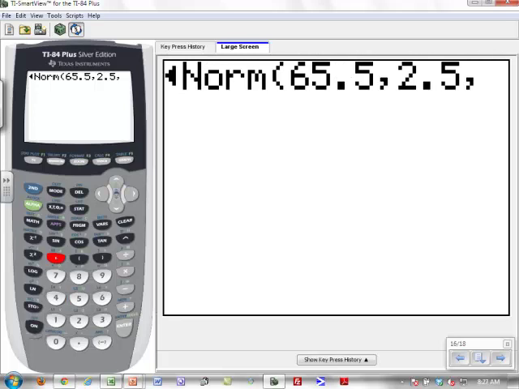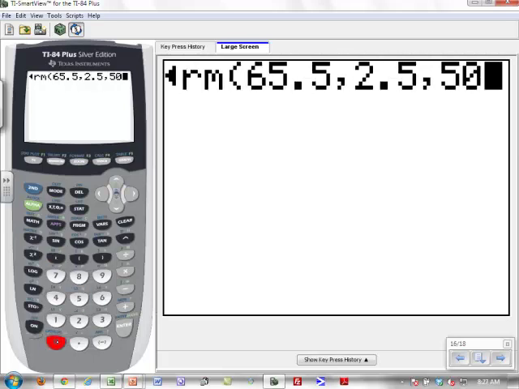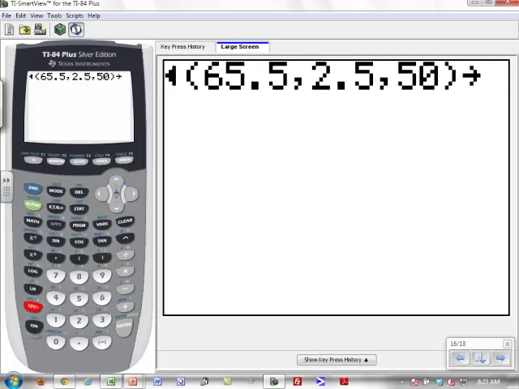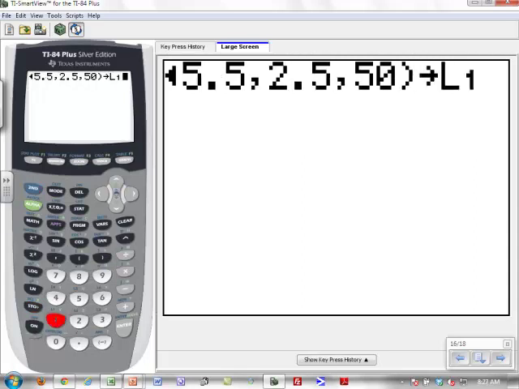And how many females do we need? 50. Okay? And what do I want to do with this list of randomly chosen females? I want to store it into L1.